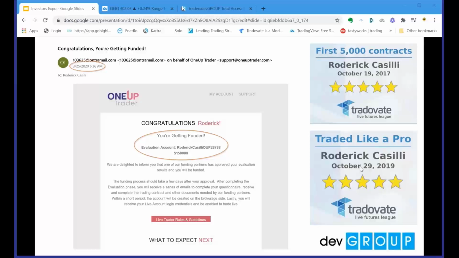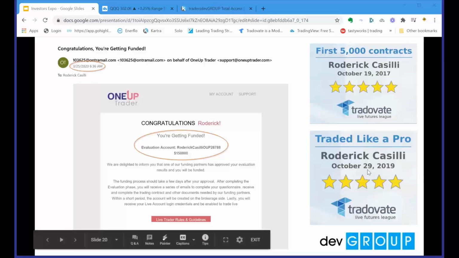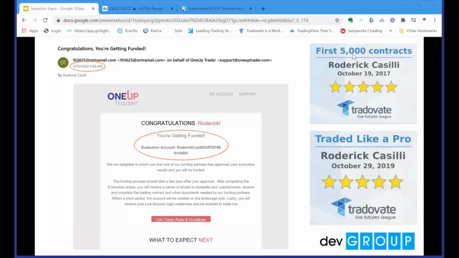But there you can see that I don't even know what "trade like a pro" means, but Tradovate said that they felt like I was. And I went back to October of 2017 when I opened up the account. I'm not super proud of this. Trading 5,000 contracts is not necessarily something to be super proud of. I mean, that's a lot of trading.